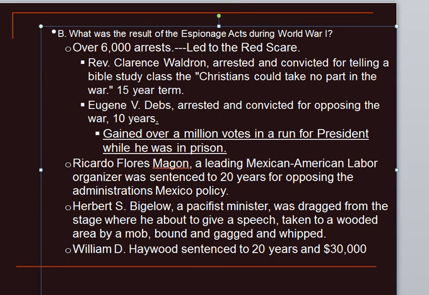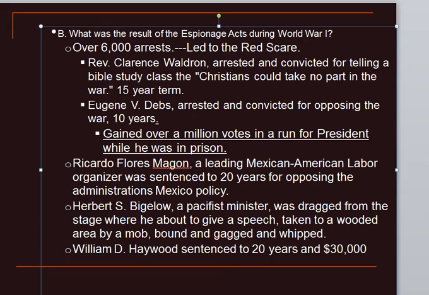Some of the results of the Espionage Acts during World War I: well, there were over 6,000 arrests. It led to the Red Scare. Reverend Clarence Waldron was arrested and convicted for telling a Bible study class that Christians could not take part in the war, and received a 15-year term. Eugene V. Debs was arrested and convicted for opposing the war and received 10 years. In prison, he gained over 1 million votes in a run for president while he was in prison.